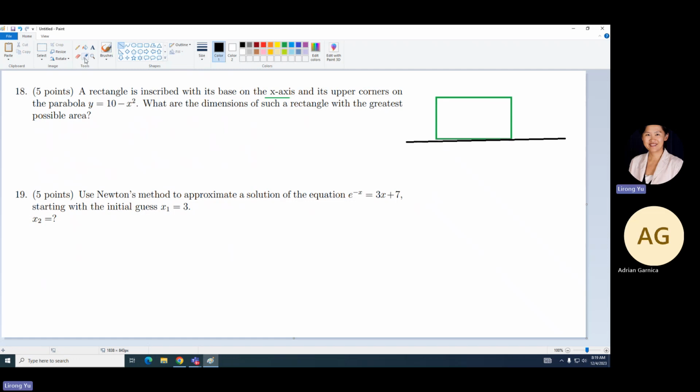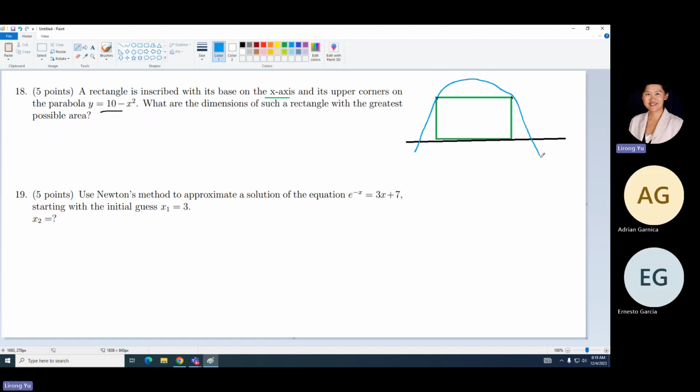The upper corner is base 2. They were on this parabola, so the parabola is like this. This parabola has a negative x squared, so it has to be in this shape. But I'm trying to fit it so the corner will be on the parabola. And the actual relation between the parabola and the axis is like this.